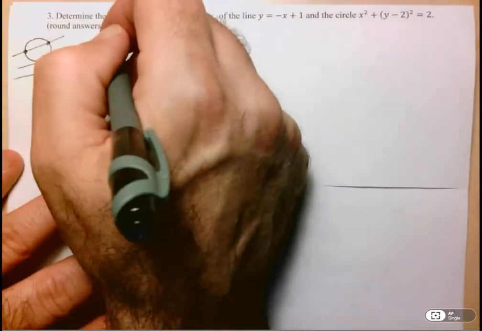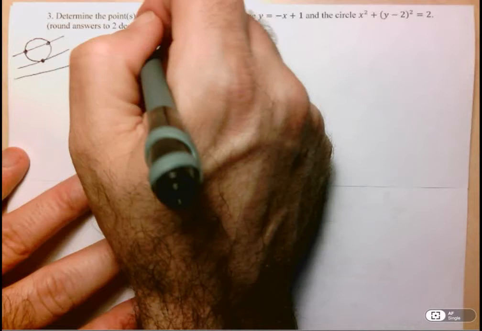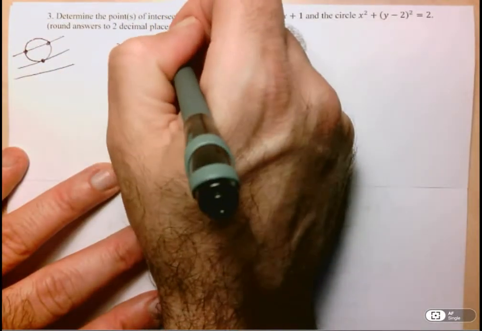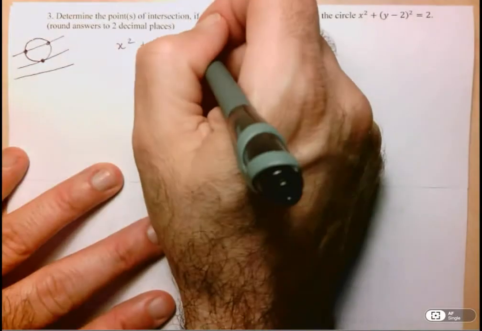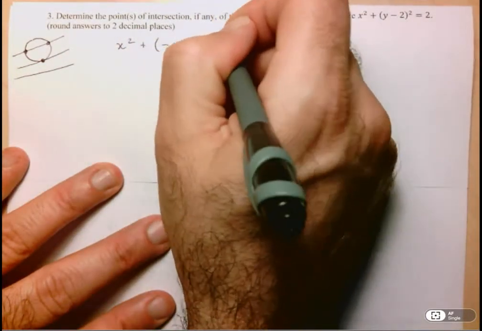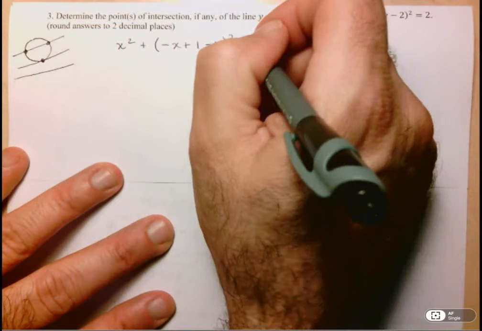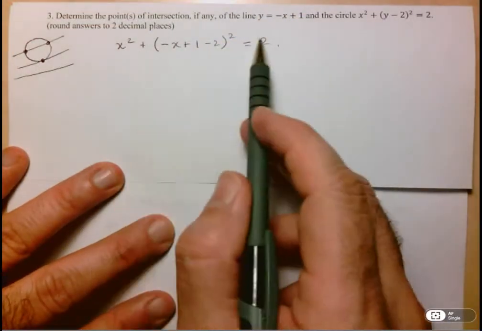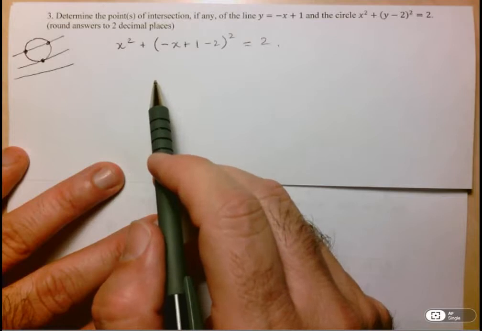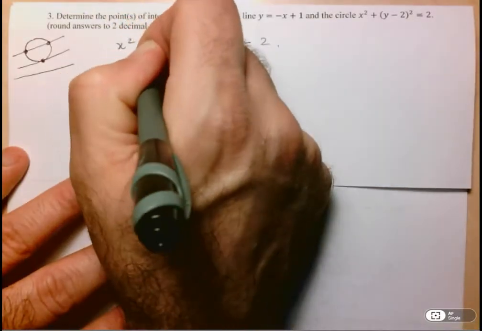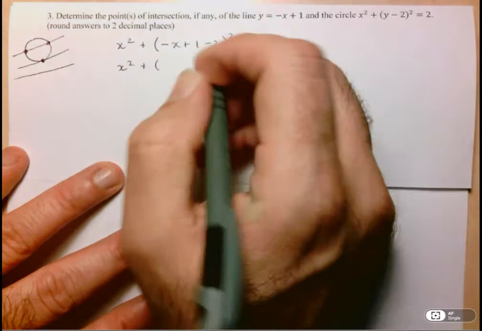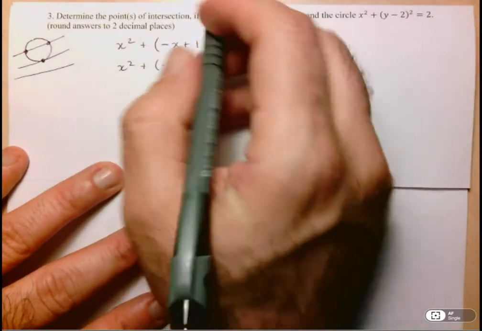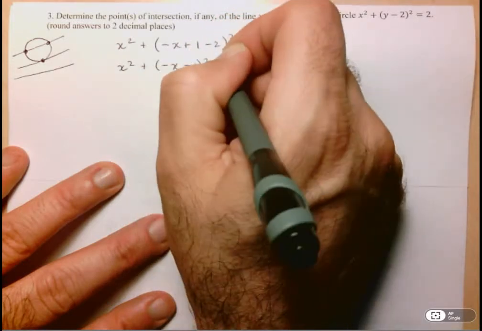Wherever I see a y, I'm going to replace it by negative x plus 1. I could also solve for x and replace that, but since it's already done for me, I'll just use that. So we've got x squared plus, wherever I see a y, negative x plus 1, minus 2, squared, equal to 2. This is going to be a quadratic equation. What are we left with in this bracket? Negative x plus 1 minus 2 is negative x minus 1, squared, equals 2.